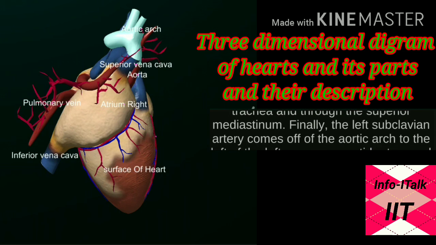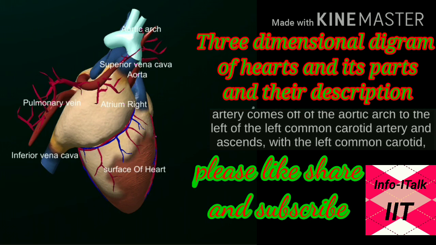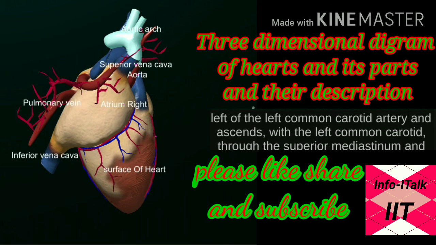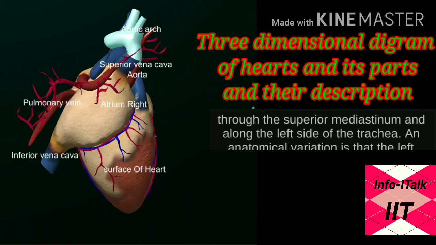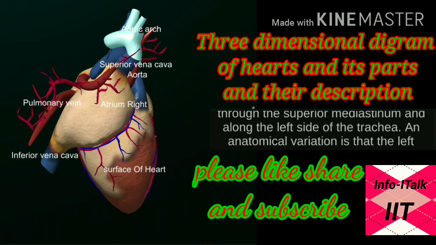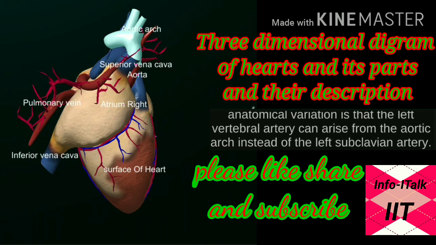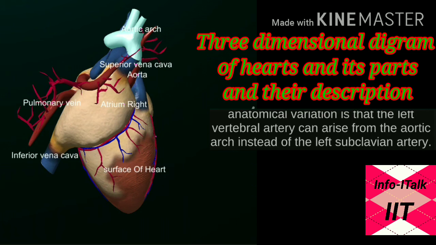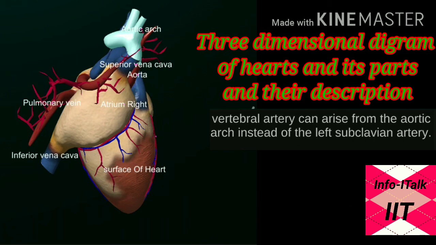Finally, the left subclavian artery comes off the aortic arc to the left of the left common carotid artery and ascends with the left common carotid through the superior mediastinum and along the left side of the trachea. An anatomical variation is that the left vertebral artery can arise from the aortic arc instead of the left subclavian artery.